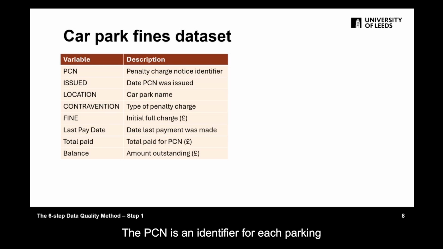The PCN is an identifier for each parking fine. Issued is the date the fine was issued. Location is the car park name. Contravention is the type of penalty charge. The fine is the amount in pounds. The last pay date is the date a payment was made. The total paid is also in pounds, and the balance is the amount outstanding in pounds.